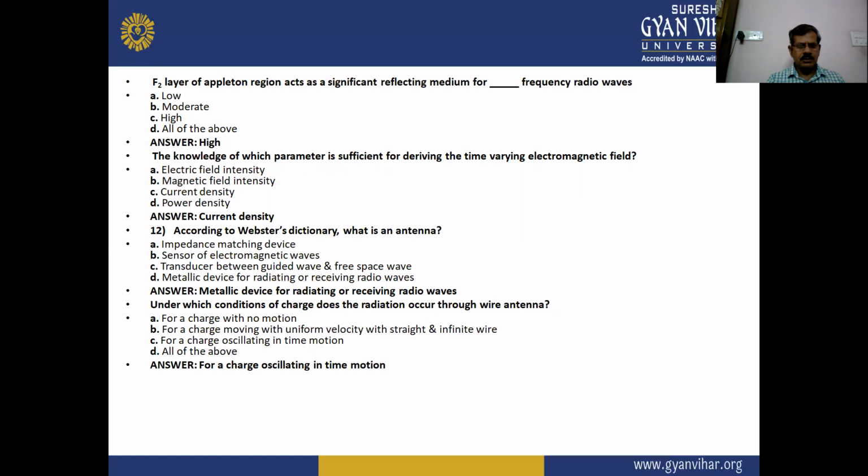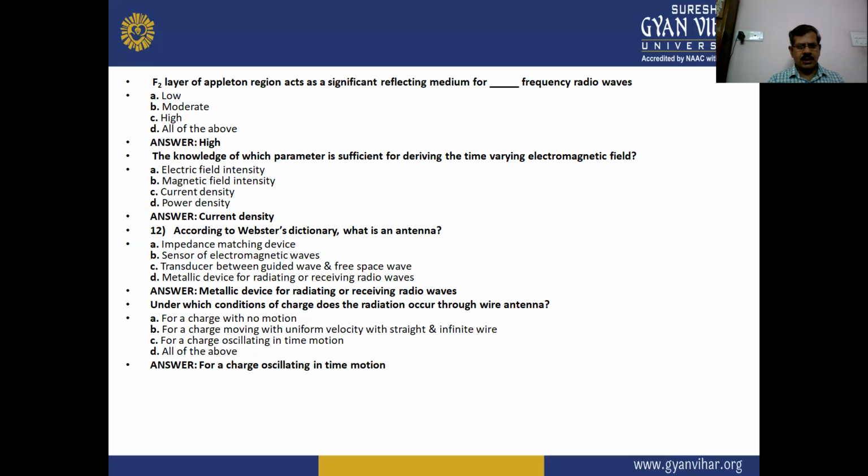In the next question, under which conditions of charge does radiation occur through a wire antenna? Option A, for a charge with no motion. Option B, for a charge moving with uniform velocity along a straight and infinite wire. Option C, for a charge oscillating in time motion. Option D, all of the above.